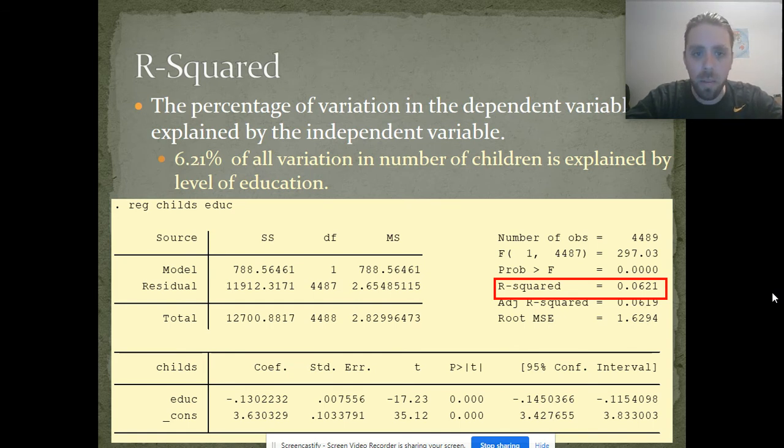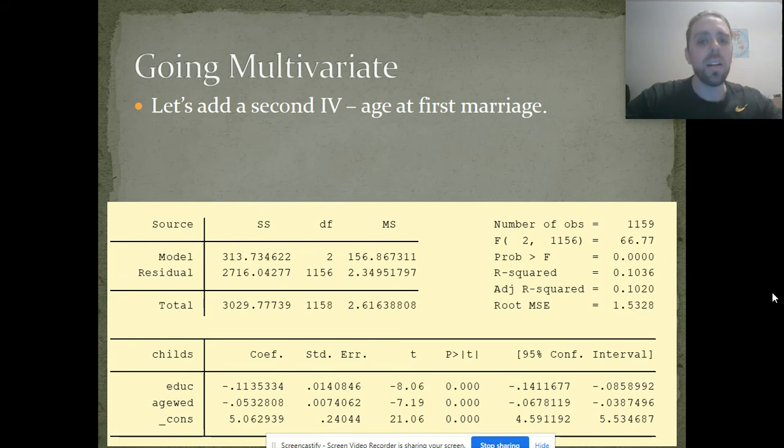Okay, so I'll repeat this one more time. R squared, it is the percentage of overall variation in the dependent variable that is explained by the independent variables in the equation. All right, let's go multivariate. What else did I want to put in? Age at first marriage. I'm hypothesizing that that affects how many children people have. So adding a second independent variable, age at first marriage, take a look at the education coefficient now. Notice how it's a little bit different.